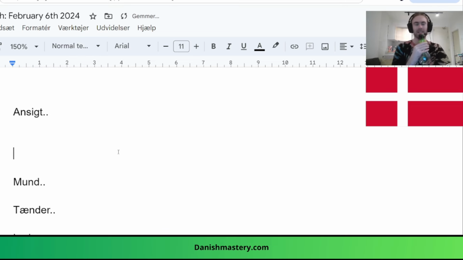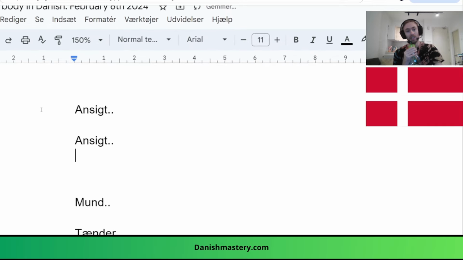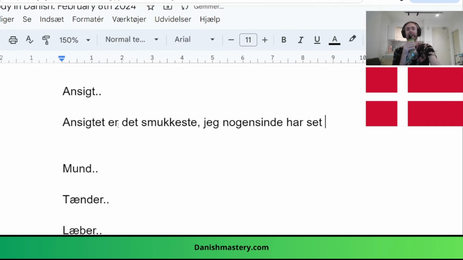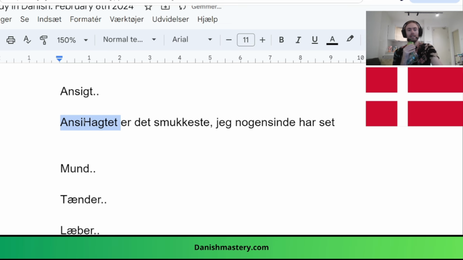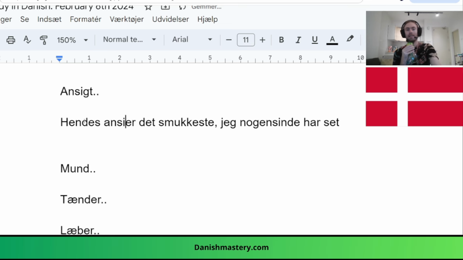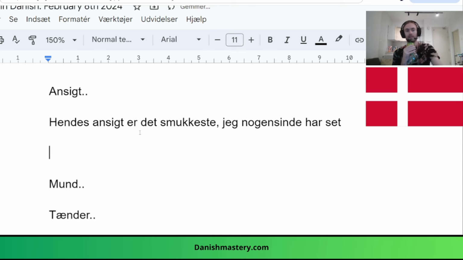We're speeding a bit here. Ansigt is face. You could say a lot of things, especially if it pertains to beauty or the impression that you get of someone because you look at their face. You say like, ansigtet er det smukkeste, jeg nogensinde har set. The face is the most beautiful thing I've ever seen. But let's change it a bit. Let's say, hendes ansigt. Hendes ansigt er det smukkeste, jeg nogensinde har set. Her face is the most beautiful thing I've ever seen.